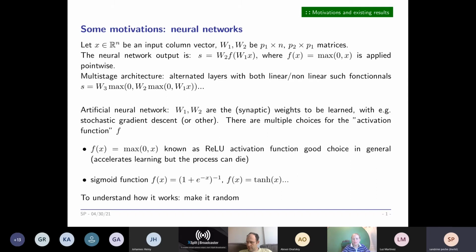It is known that it accelerates learning, but it may also be problematic because the process can die. One can also use some other usual functions, which are the sigmoid function or the hyperbolic tangent one. And one of the possible questions is what do we do when we learn these weight matrices? How do we learn, and what do we learn?